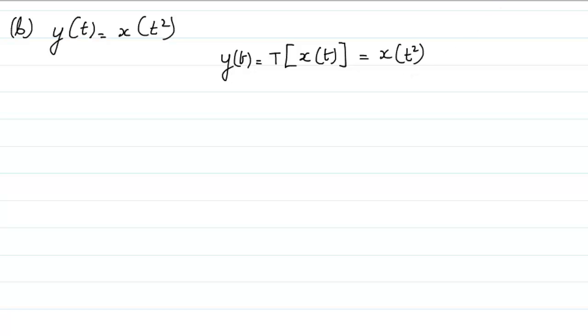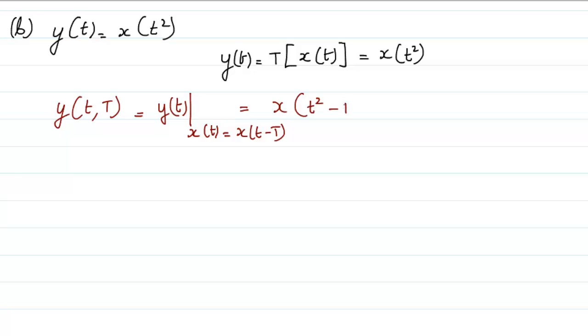Now if I try to calculate y of t comma capital T, that means I am trying to find out the output when the input is delayed. That means x of t is x of t minus T. In that case, what we have is x of t squared minus T. So whatever the delay, the square of the delay will not happen, only the square of time will happen and then the delay.